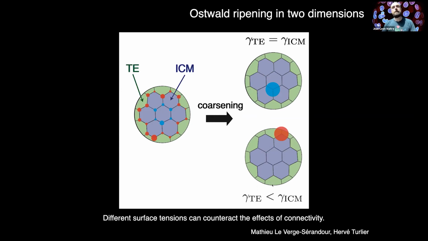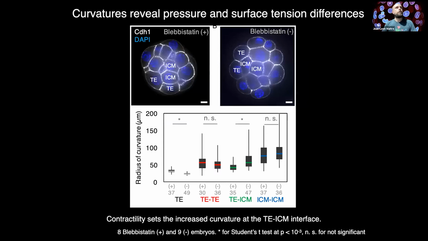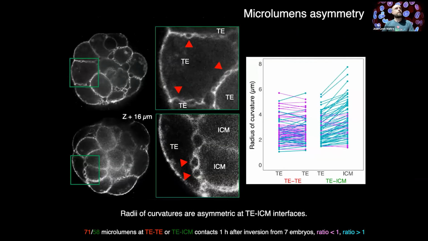And you can see that fairly easily by looking at the curvature of the cell-cell contact. Here, if you look at the top left embryo, the ICM cell is bulging into the trophectoderm cells. And this is because they have a higher pressure and a higher surface tension. And this is a result of differences in the contractility of the actomyosin cytoskeleton of those cells. If you block the contractility of the cells using a drug called blebbistatin, then the interfaces become flatter. The ICM cells do not bulge any longer into the trophectoderm cells. This curvature of the cell-cell contact, you can also find back in the microlumens themselves.